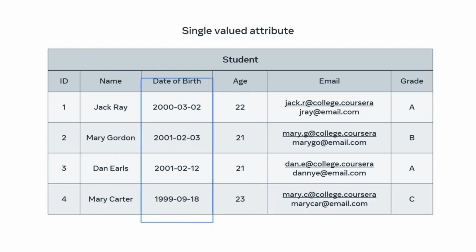A single value attribute can only store one value. In the student table example, the date of birth column can only contain one value per student. So these values could be defined as a single valued attribute.